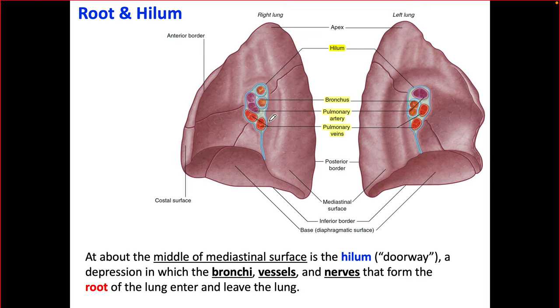The hilum is the doorway, the entrance to the lung. That is of course created here by the reflection of the parietal pleura and visceral pleura, which hang down to form the pulmonary ligament. But these structures you see, guys, bronchus, artery, vein, I mean vessels, lymphatics, nerves, these structures form the root of the lung. You know, if you have a tree like this, the tree of course has roots, right?